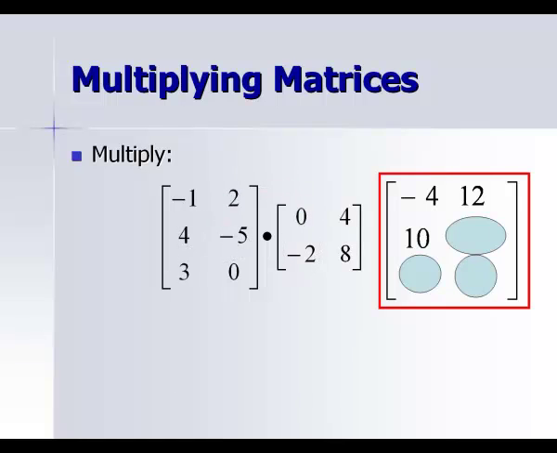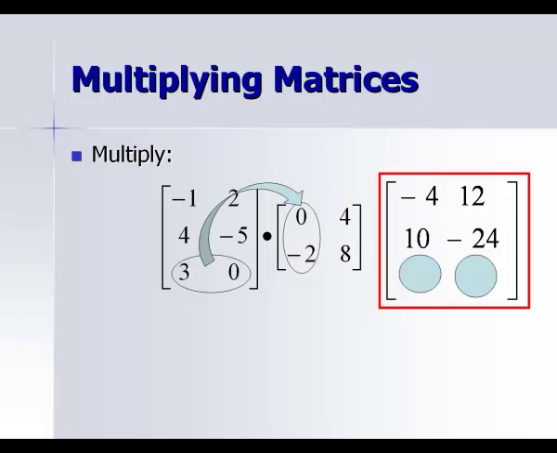Keep with that row. We're going to go on to the next column. 4 times 4 is 16. -5 times 8 is -40. Add up 16 and -40 to get -24. That goes in the second row, second column of our answer matrix. Now move on to the third row. Third row by first column.